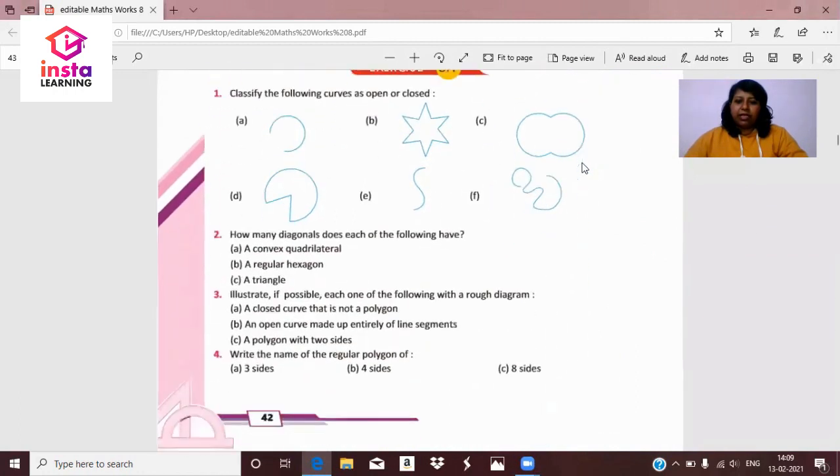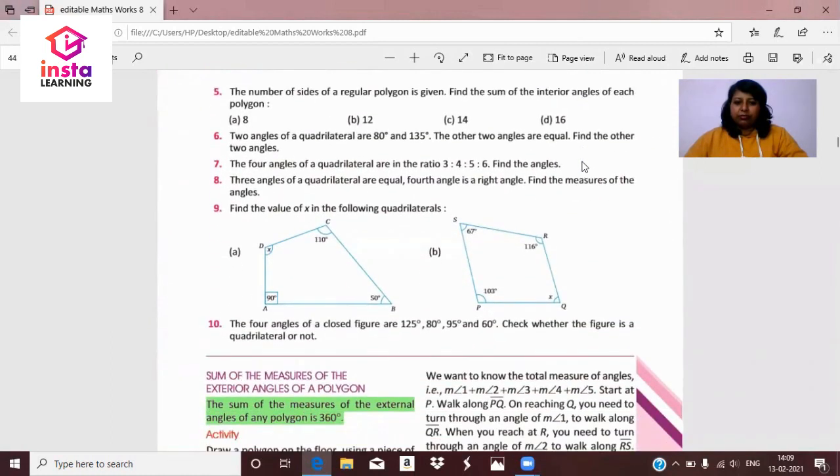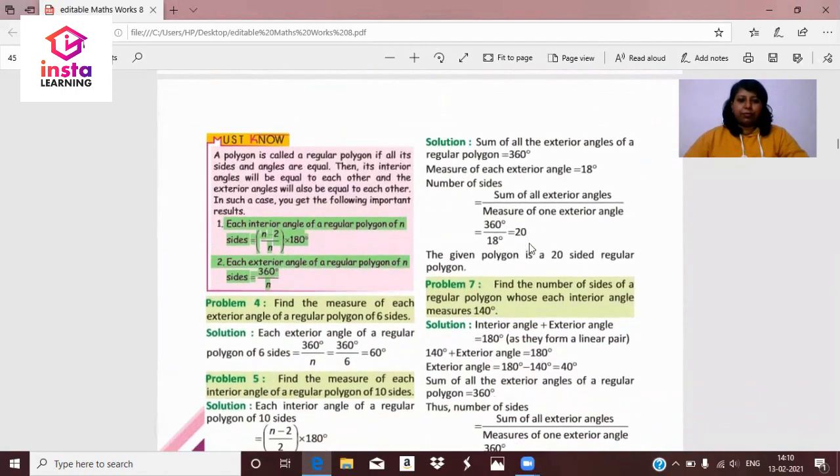This is the exercise based on what we have read earlier. Now next topic is sum of the measure of the exterior angles of the polygon. So what are exterior angles? As you can see in this figure PQRST, these 1, 2, 3, 4 are called our exterior angles. Sum of the measure of the exterior angles of any polygon is 360 degree. Angle 1 plus angle 2 plus angle 3 plus angle 4 plus angle 5 is equal to 360 degree.